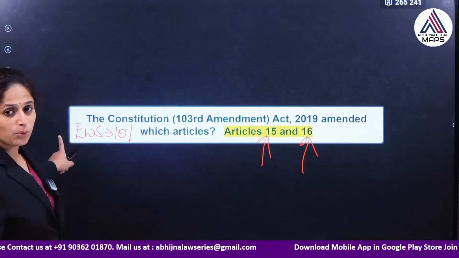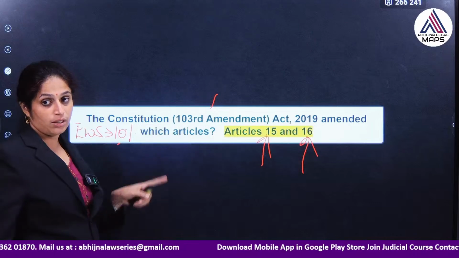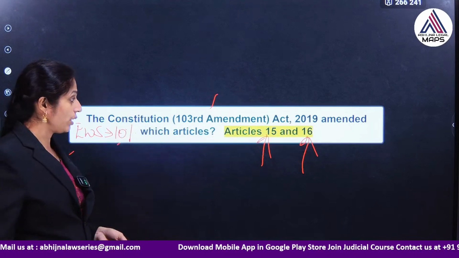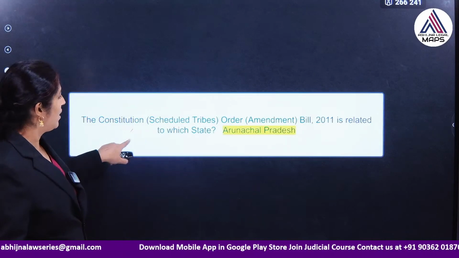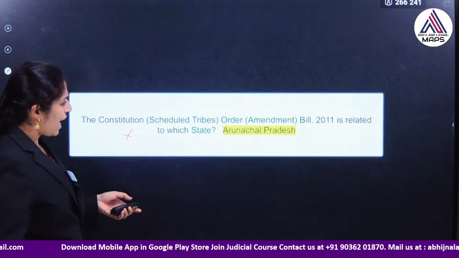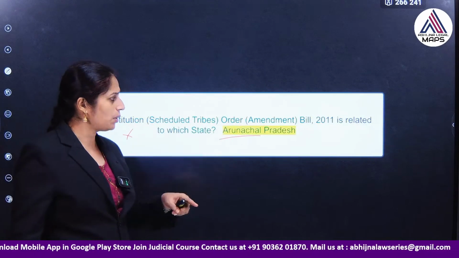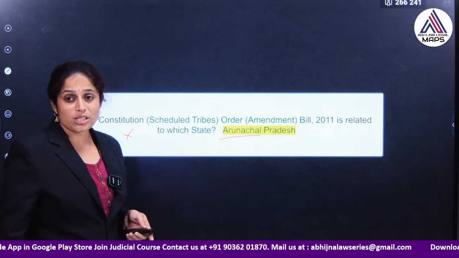So, regarding the EWS category, 10% reservation by way of the 103rd Amendment. Important, very important, please note them. And this is not that important, because that is only a bill. It was asked regarding Arunachal Pradesh, the Constitution Scheduled Tribes Order Amendment Bill 2011 related to Arunachal Pradesh.